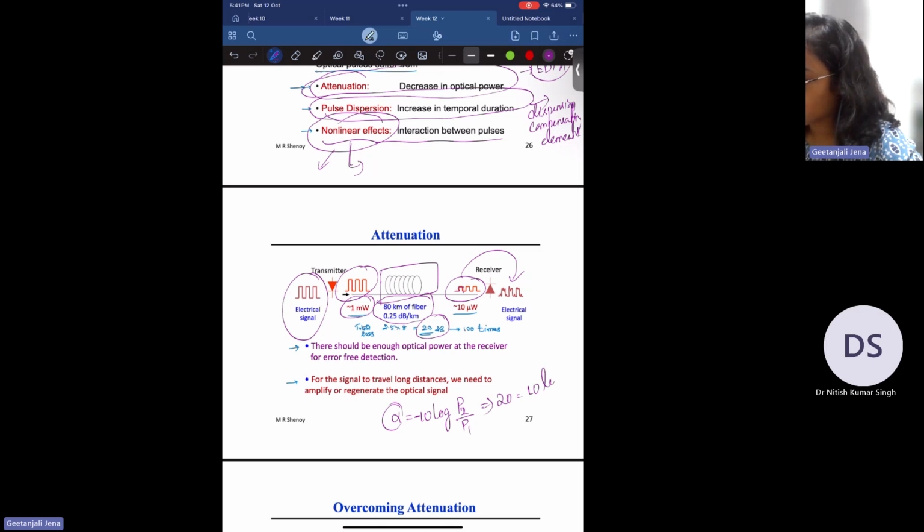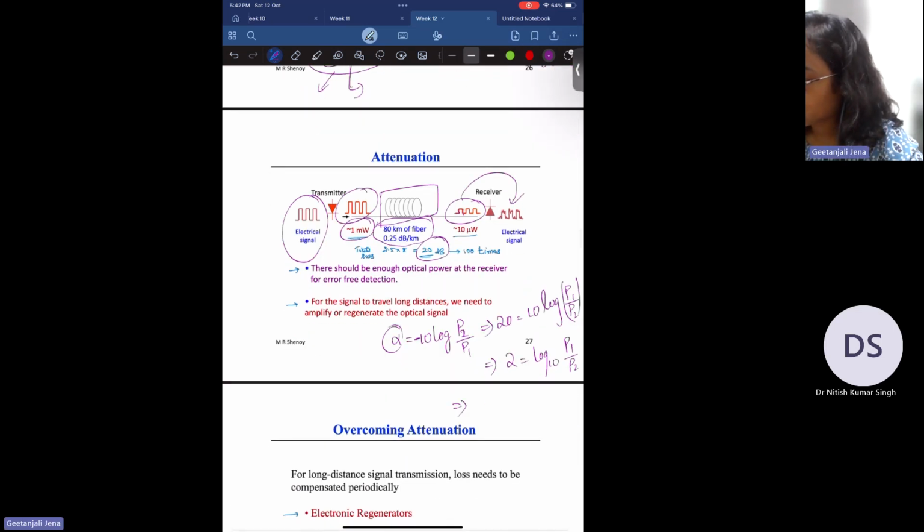So this is 10 log, let's say P1 by P2. This will become P1 by P2. So this is 2 equal to log 10 P1 by P2. So that means P1 by P2 equal to 10 to the power 2, right? So that means P2 is P1 by 100.